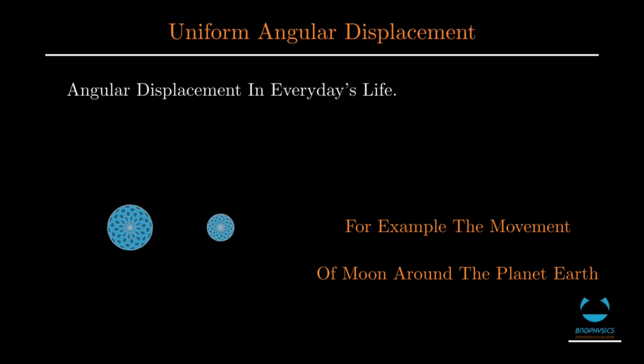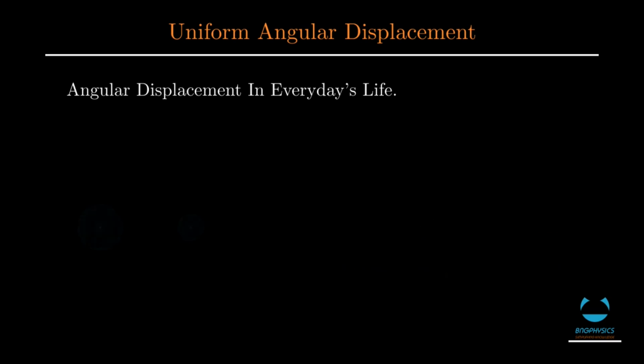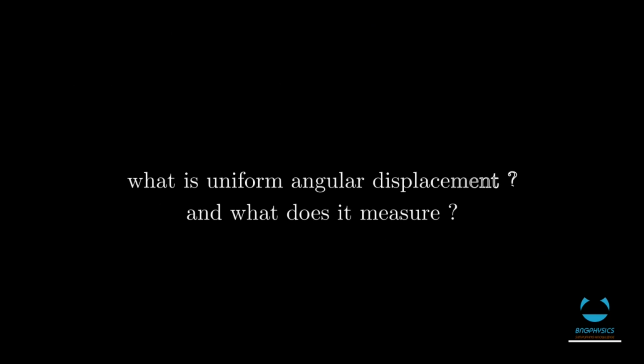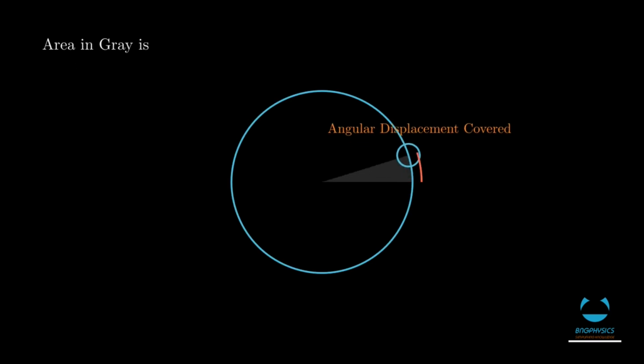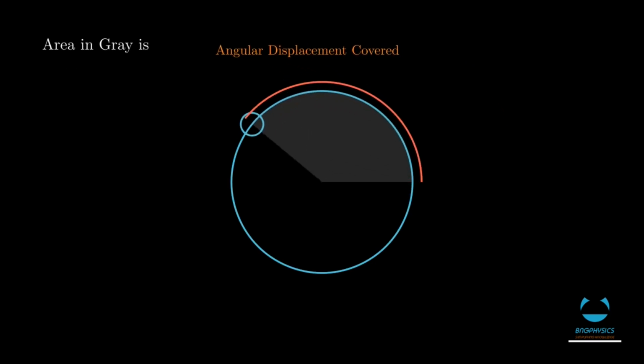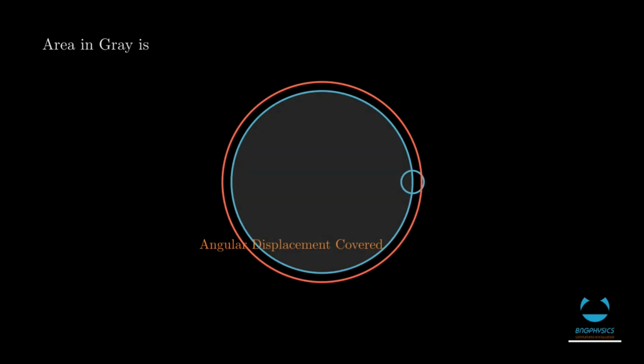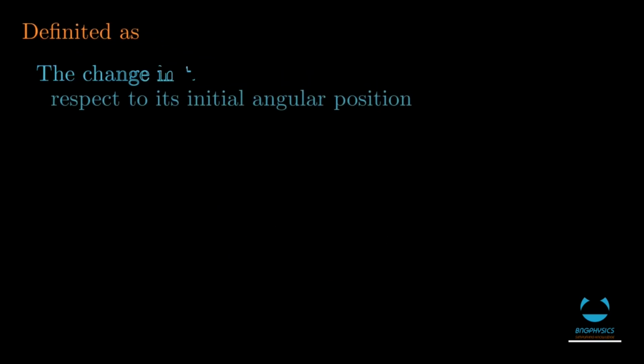However, our question in this video today is, what is uniform angular displacement and what does it measure? Well, before we answer that question, let us first see how uniform angular displacement happens. Uniform angular displacement happens when an object moves around a circular path. And when this happens, the angle of the body with respect to its initial angular position changes. So we use angular displacement to calculate the position of the object that moves around the circumference of that circle. In mathematics and physics, angular displacement is denoted by the Greek letter theta.